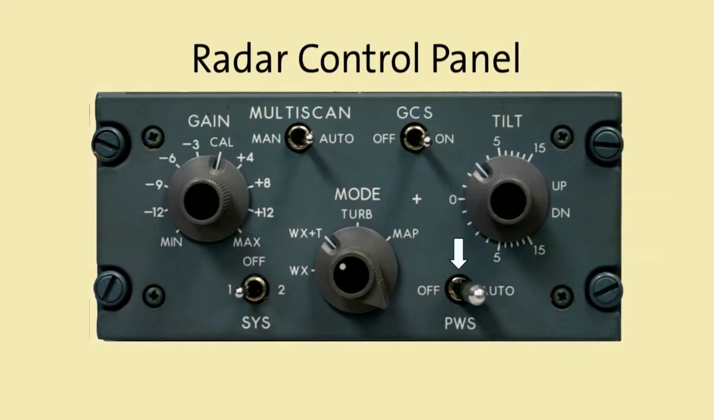The predictive wind shear switch disables the automatic wind shear features. Today's digital low-power radars are not a significant radiation hazard. It is recommended that this switch be left in the auto position.